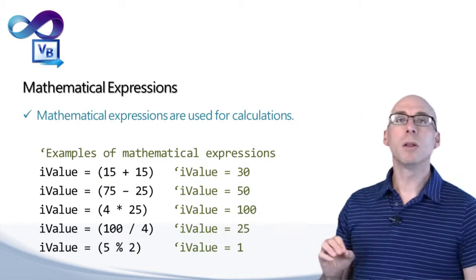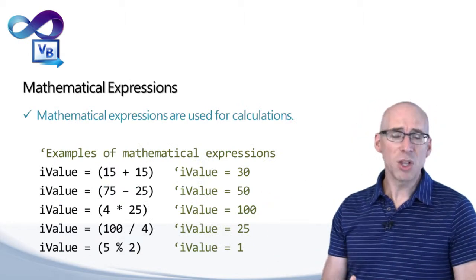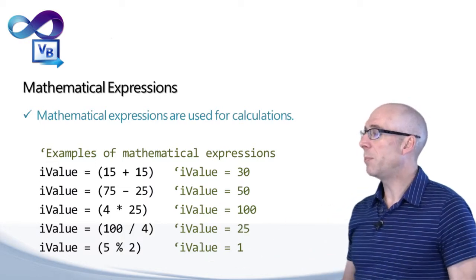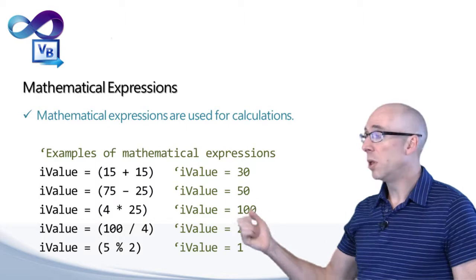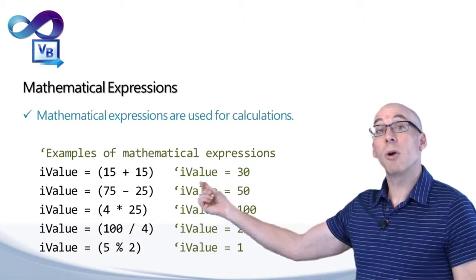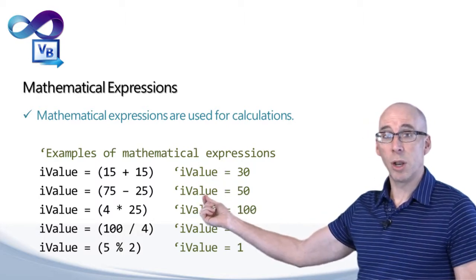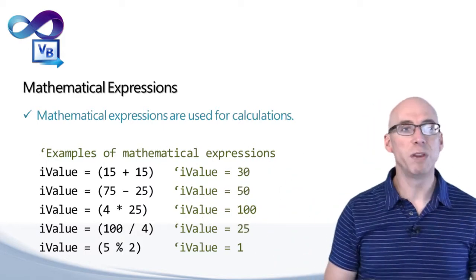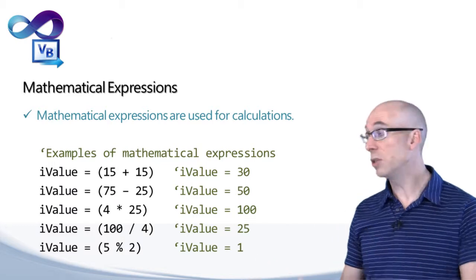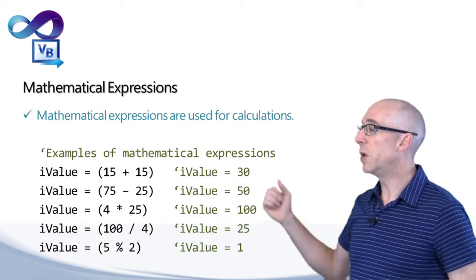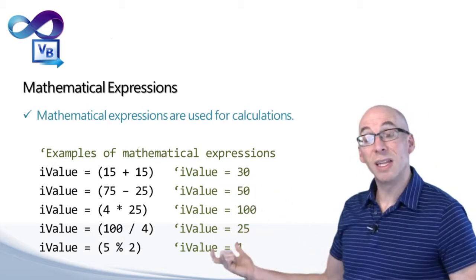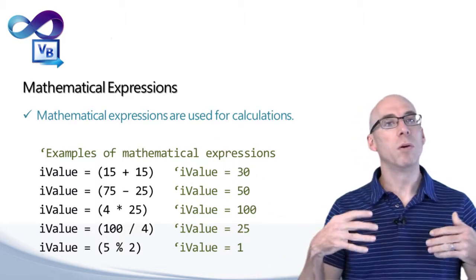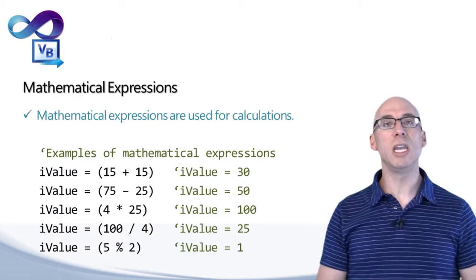Now, with a mathematical expression, it's all pretty straightforward initially. So right here are a couple examples. So you can say our variable equals. So we're using our assignment operator, which is equals. It equals, and then inside of parentheses we have 15 plus 15. So that's addition, so it equals 30. The next one is 75 minus 25, so it's 50. So these are all examples of how we can use each one of these.